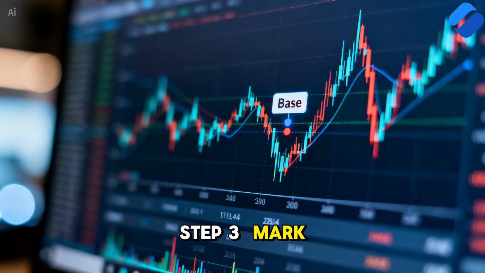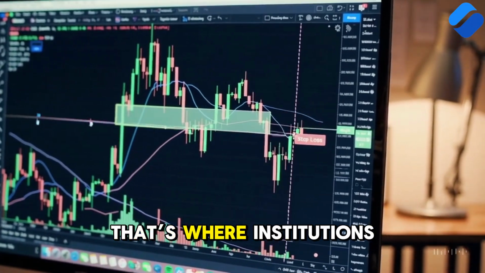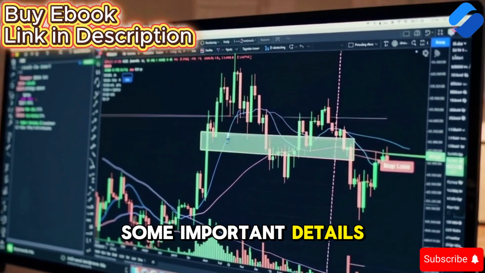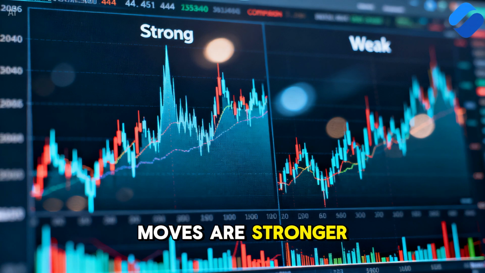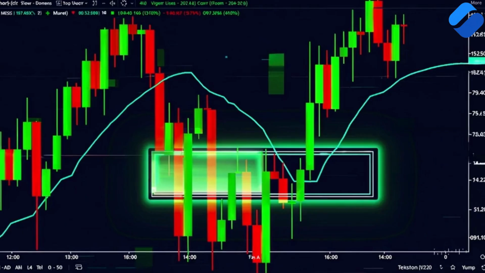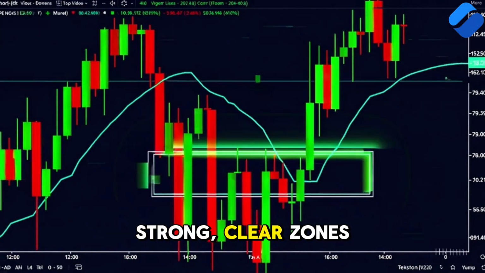Step 3. Mark the base of that move. Usually a small consolidation before the big move. That's where institutions were active. Now here are some important details. Zones with sharp moves are stronger. Fresh zones are more reliable. Zones tested multiple times become weaker. And most importantly, keep your zones clean. Don't mark every small movement. Focus only on strong, clear zones.